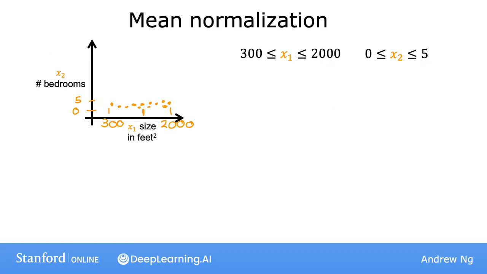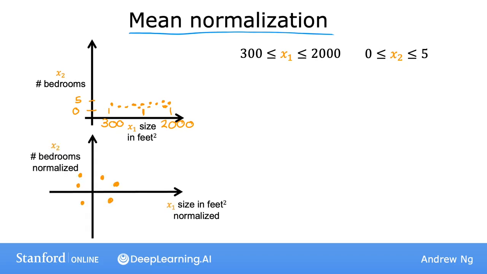In addition to dividing by the maximum, you can also do what's called mean normalization. What this looks like is, you start with the original features, and then you rescale them so that both of them are centered around 0. Whereas before they only had values greater than 0, now they have both negative and positive values, but maybe usually between -1 and +1.